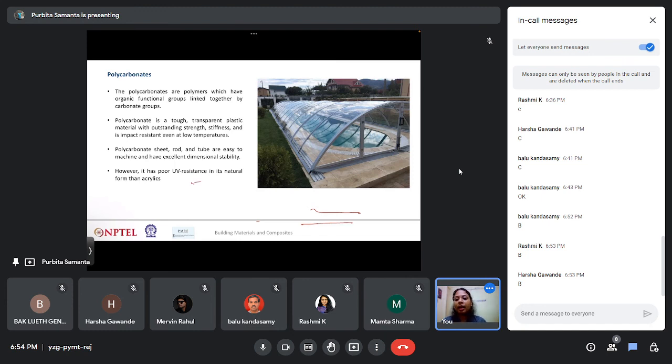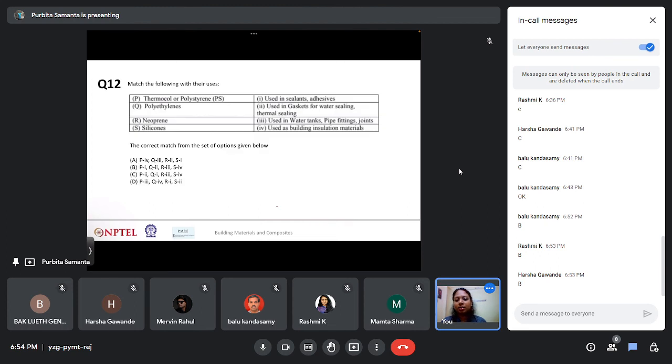Now coming to our last question, that is, match the following with their uses, where on one side we have thermocol or polystyrene, polyethylenes, neoprene, and silicones, and on the other side we have the different uses. So neoprene, I think you have already heard this particular name previously, like of course you know the others also, but we talked about elastomers, where I said that okay, I got answers.